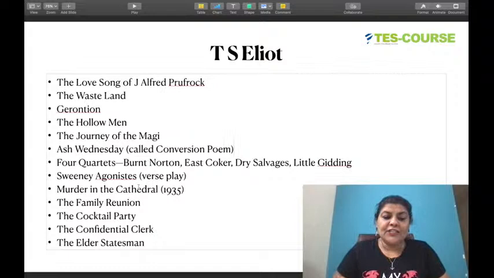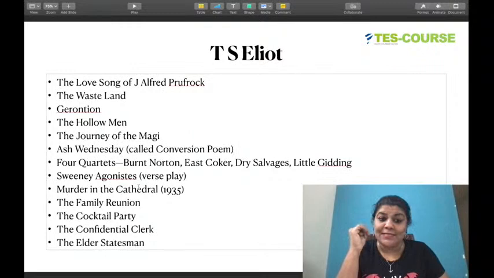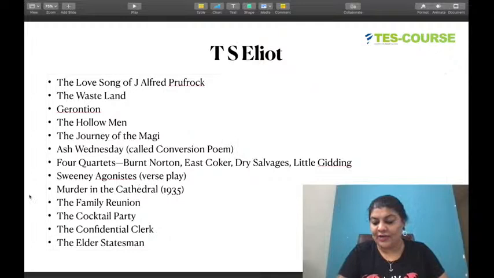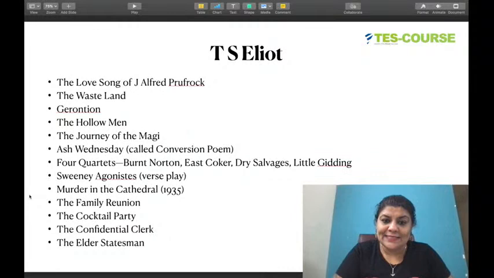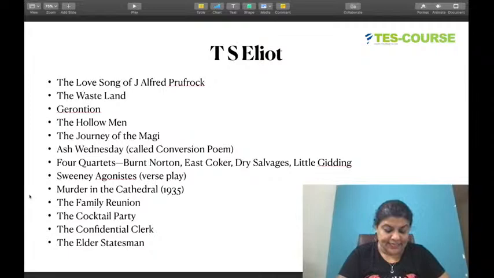In which of these works do we have four knights and four tempters? It is in Murder in the Cathedral. Very good. Are you able to remember everything, guys? Then, which is the shortest section of The Waste Land? It is Death by Water. The epigraph of the poem The Waste Land is in which language?